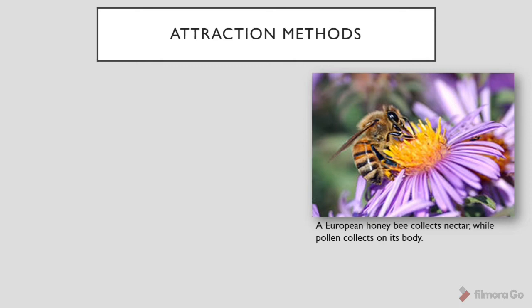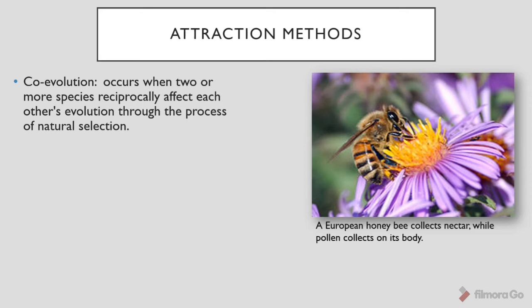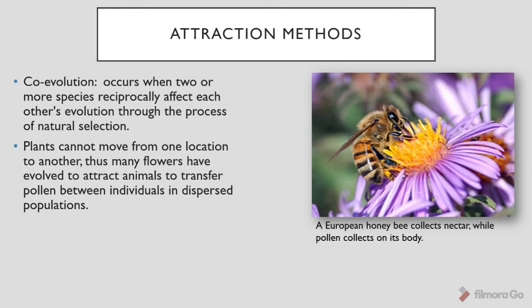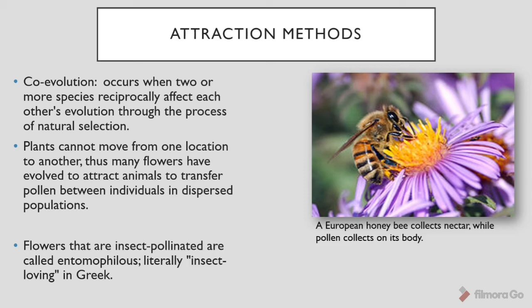The following are the attraction methods used by flowers. First, coevolution. Coevolution occurs when two or more species reciprocally affect each other's evolution through the process of natural selection. Plants cannot move from one location to another, thus many flowers have evolved to attract animals to transfer pollen between individuals in dispersed populations. Flowers that are insect pollinated are called entomophilous, literally insect-loving in Greek.